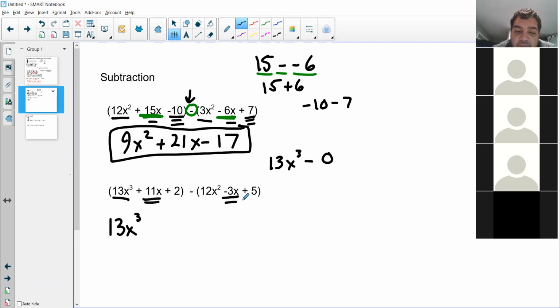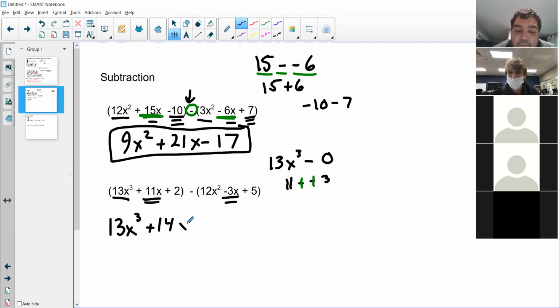11x has negative 3x here. So 11 minus negative 3. That's a double negative, so we add it. So that's going to give me 14x. Two minus 5, very straightforward, negative 3.